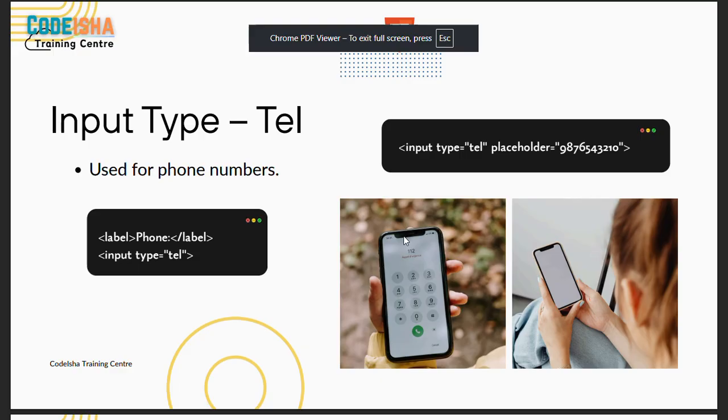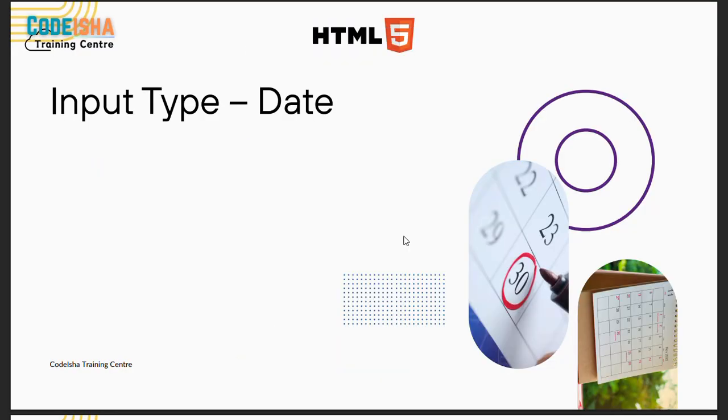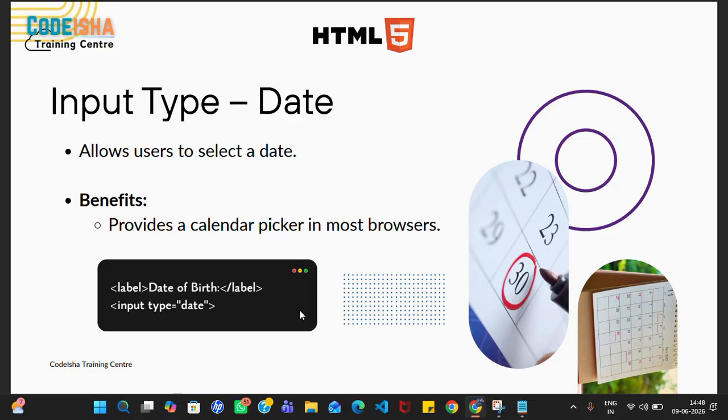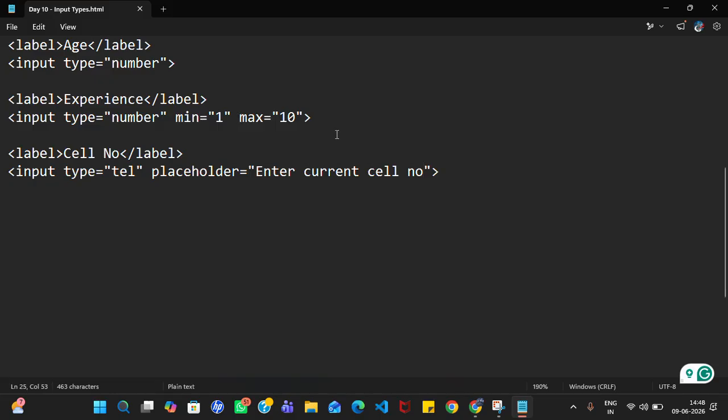Coming to the next one, the input type is date. It allows users to select the date, whatever your requirements are. It provides a calendar picker in most web browsers. We can add that date input type with the help of the label and the input, where the type attribute is date. So let's add that one also.